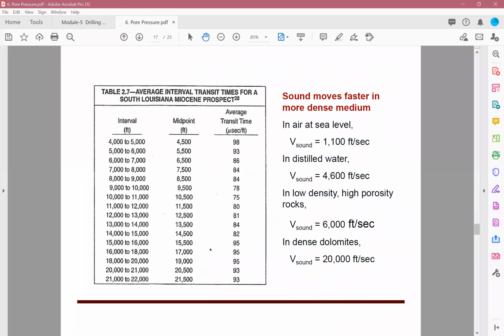So this is an example of those velocities. If you use a sonic log, for example, in air, the velocity is 1100, in water 4600, in low density high porosity rock 6000, and dense dolomite, which has very low porosity, it's much higher, right? So that means the travel time drops as well, because as velocity increases, travel time drops. So they are kind of the other way around.